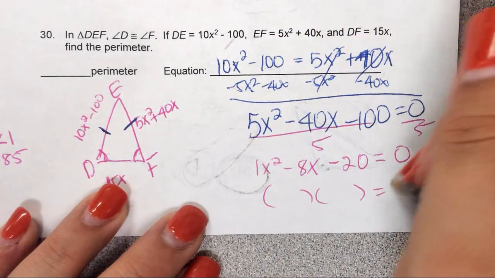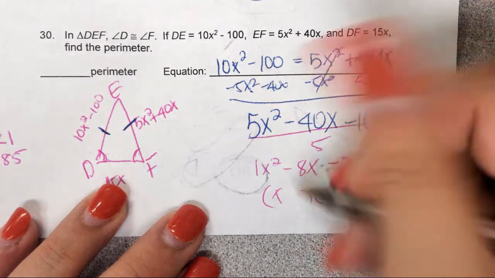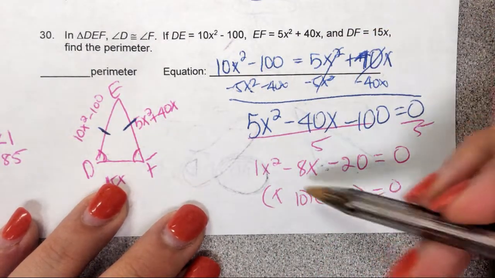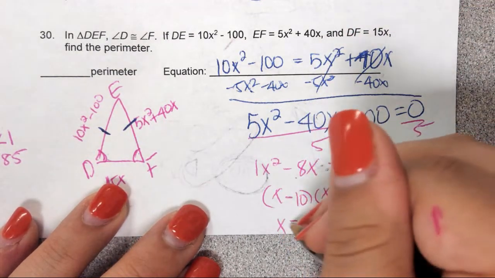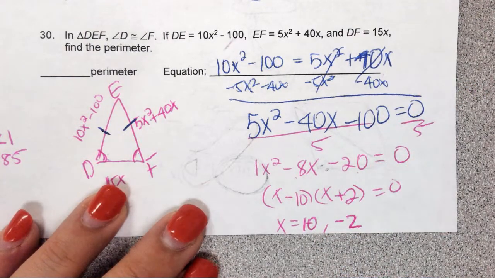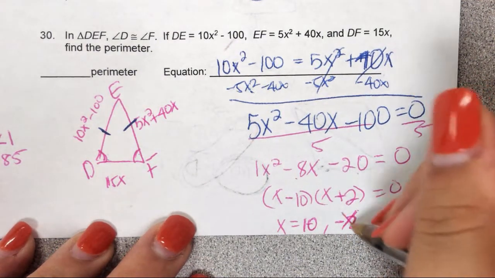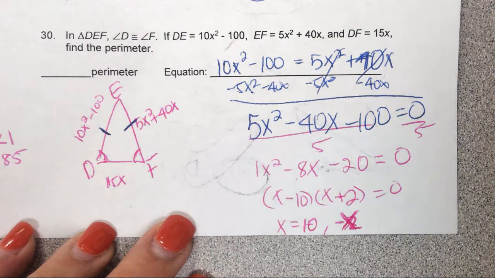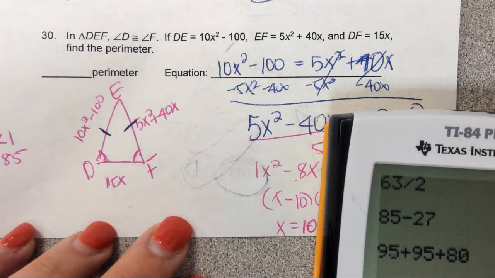And then factors of 20 that give me 8 would be 10 and 2. I want a negative 8, so I'm going to do negative 10, positive 2, which will give me x equals positive 10, negative 2. Now, I'm going to tell you the negative will not work. So I'm going to go through and plug this in. Be careful when you plug in. Plug it in exactly as you see it.